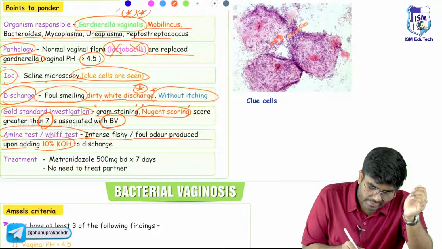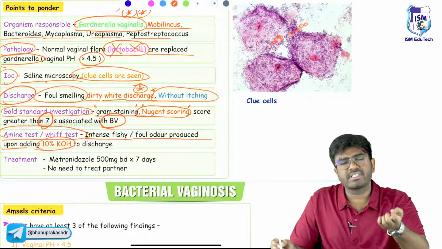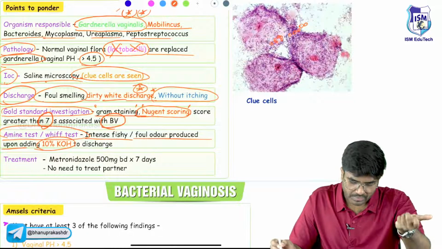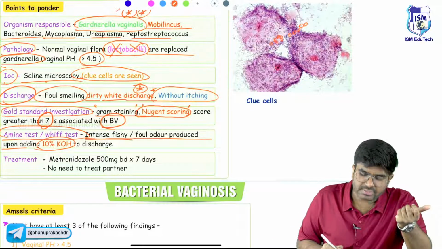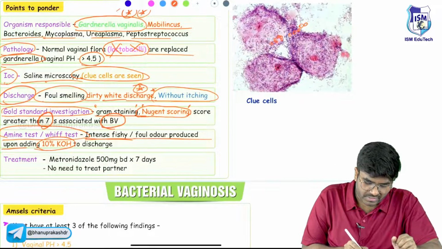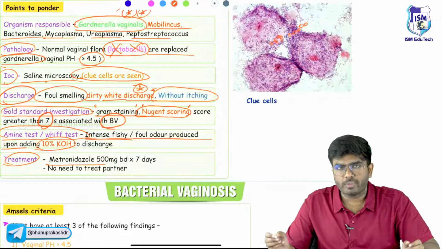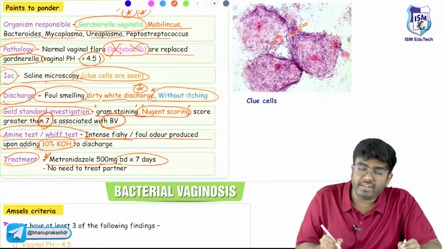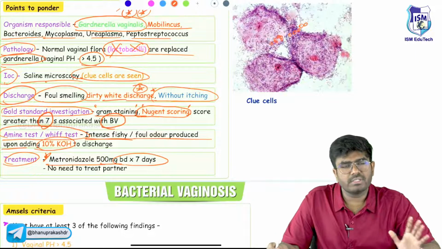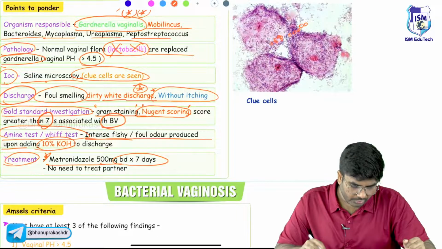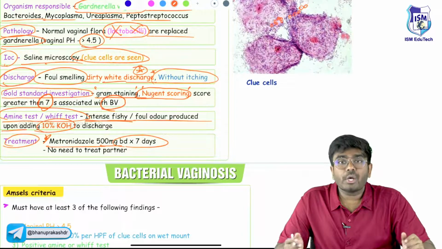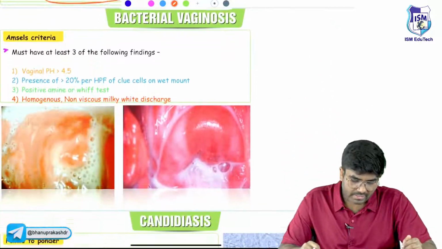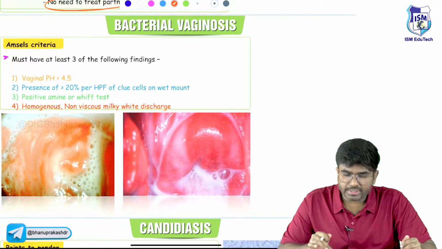If you add 10% potassium hydroxide to the discharge, a bad, foul-smelling, intense fishy odor will come. That is the whiff test. So what is the treatment? Simple treatment is with metronidazole, 500 milligrams twice a day for 7 days. Metronidazole is the drug of choice. As it's not a sexually transmitted disease, there is no need to treat the partner. Done. Bacterial vaginosis is completed.